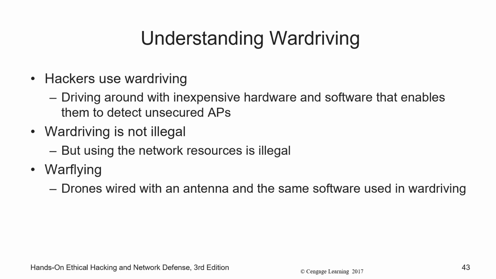So what is wardriving? Driving around with inexpensive hardware and software to detect unsecured APs. Wardriving is not illegal, but using the network resources is illegal. So this is a huge fuzzy area. Google got in trouble for this years ago when it was trying to kick off Google Maps. Google would drive around with the cars with the cameras on them, and it was using wireless networks that were around to help, supposedly, build its maps out. And it turns out that they were collecting data. So not only were they scanning for access points, but they were sniffing data and saving it.